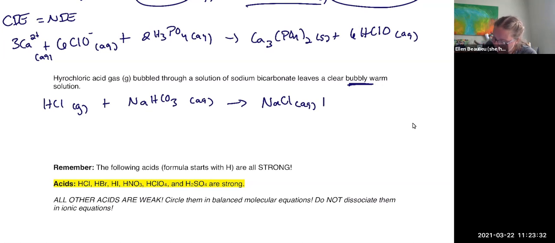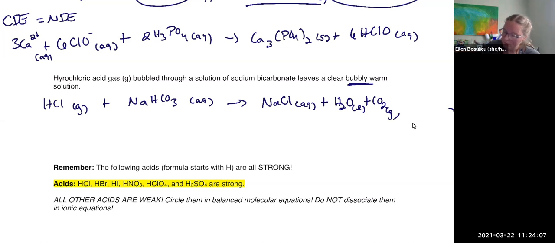So I would make H2CO3, but remember, this thing breaks down. It quickly forms H2O plus CO2. So just get in the habit of not even writing H2CO3. There, I got rid of it. I'm going to take these things and I'm going to... All right, I have my balanced molecular.